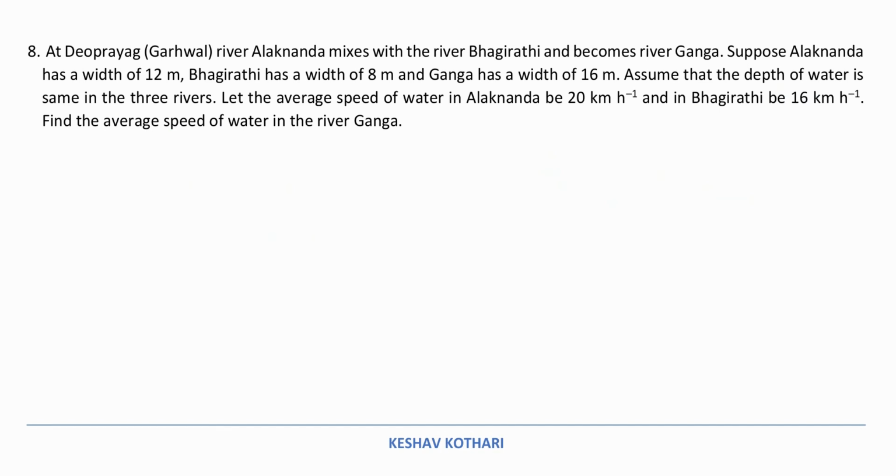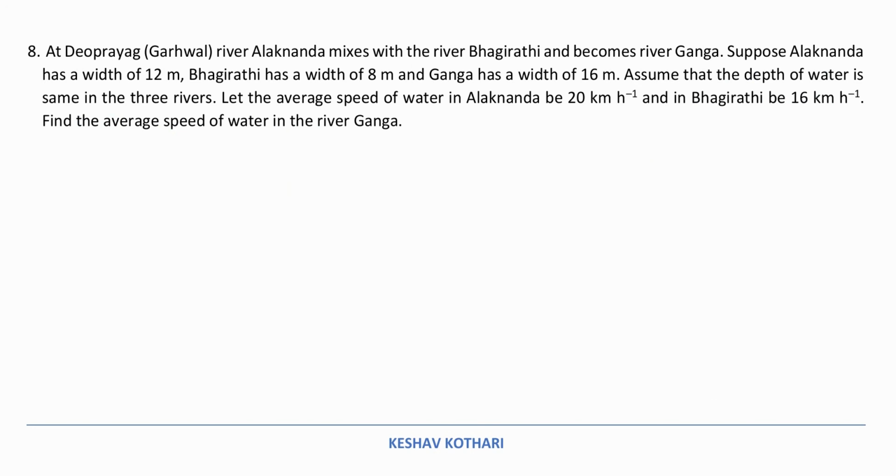The eighth problem. At Deoprayag, river Alaknanda mixes with the river Bhagirathi and becomes river Ganga. Suppose Alaknanda has a width of 12 meter, Bhagirathi has a width of 8 meter, and Ganga has a width of 16 meter. Assume that the depth of water is the same in the three rivers. Let the average speed of water in Alaknanda be 20 km per hour and in Bhagirathi be 16 km per hour. Find the average speed of water in the river Ganga.